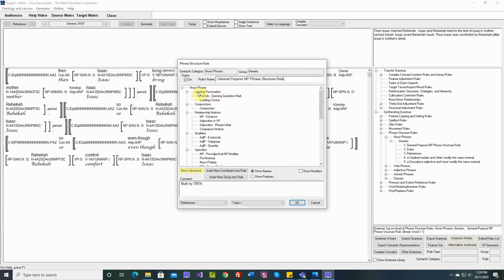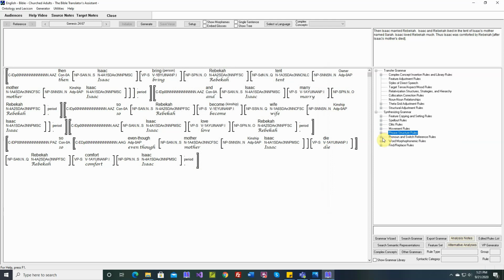And you can enter groups like leading punctuation. And you put in your punctuation, then conjunctions, relationship markers, qualifiers, specifiers, pre-head modifiers. Finally, we get to the head, which includes the noun and the first word of a compound noun. Then there are post-head modifiers, etc. So these rules put all of the constituents in their proper order. Then finally, at the end of a noun phrase comes trailing punctuation, whether it's a trailing comma or a quotation mark.